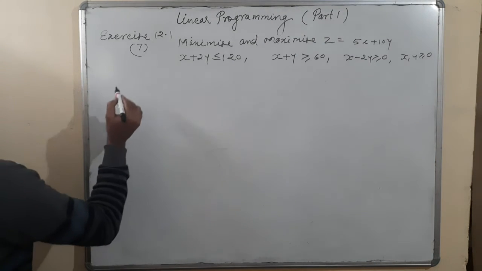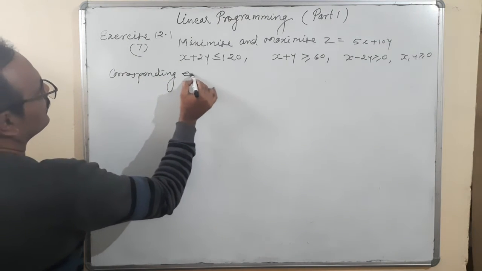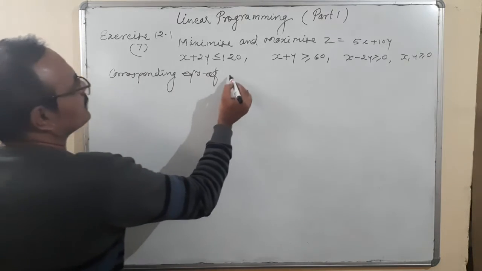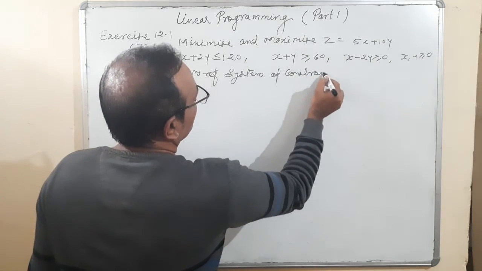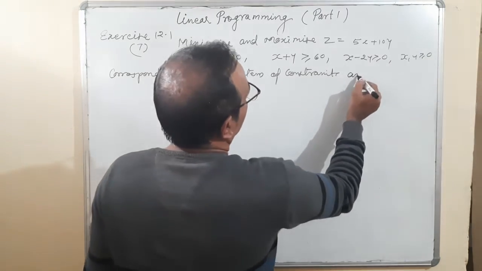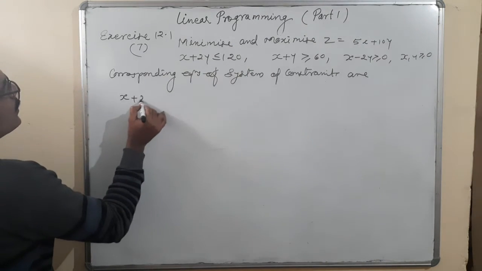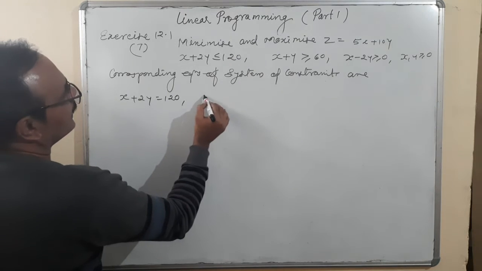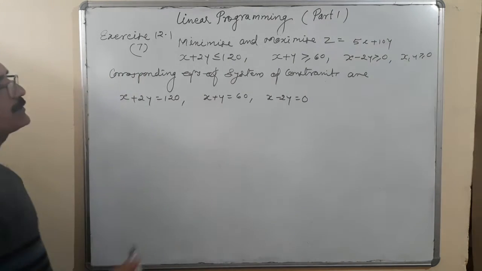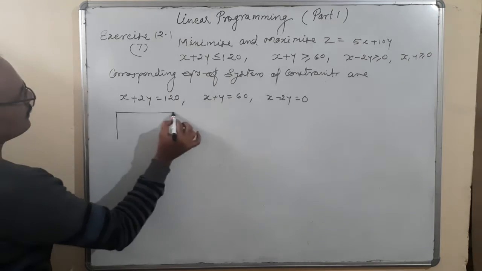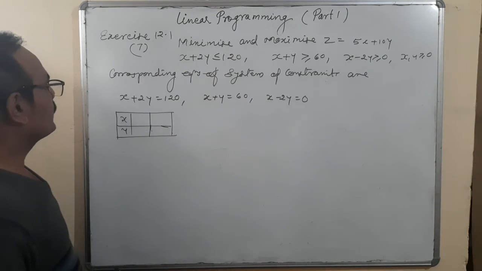These are the system of constraints. So I'll write here the corresponding equations. The system of constraints are a pair of linear equations. The corresponding equations are given, inequalities are the same thing. x plus 2y is equal to 120, x plus y is equal to 60, x minus 2y is equal to 0, and x is equal to 0, y is equal to 0. Finding the solution. Okay.